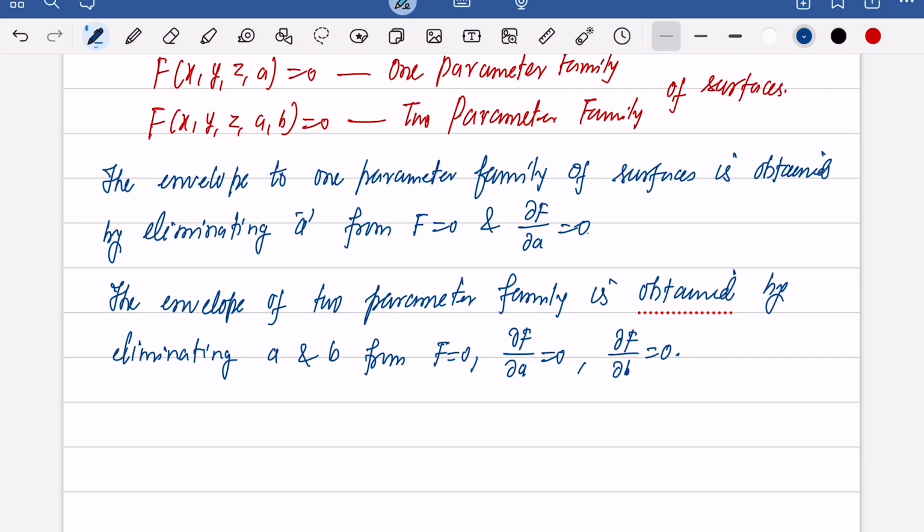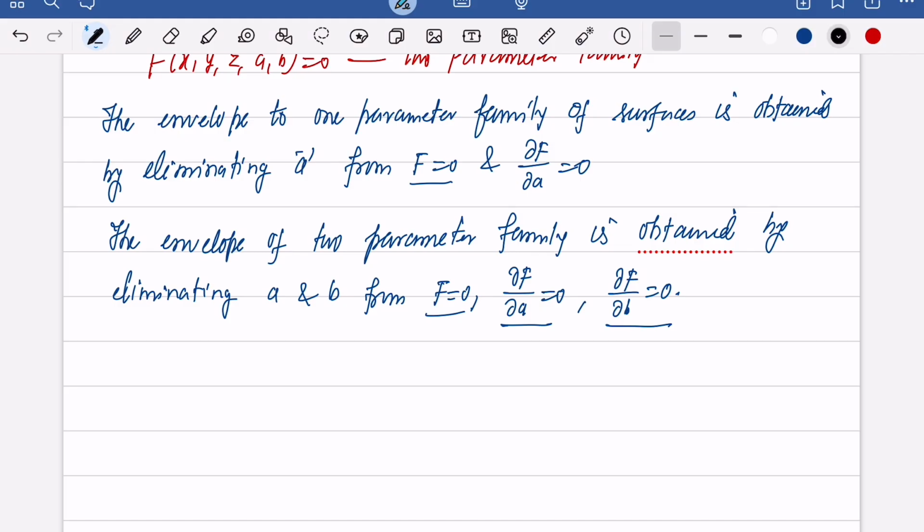And the easiest way to do it is like this. We solve this del f by del a and find the value of a in terms of x, y, z, and substitute the value of a in the given equation to eliminate a. And similarly from del f by del a equal to 0, del f by del b equal to 0, we find the values of a and b in terms of x, y, z, and substitute them in the given equation f equal to 0 to get the envelope of the 1 parameter family or 2 parameter family of surfaces.